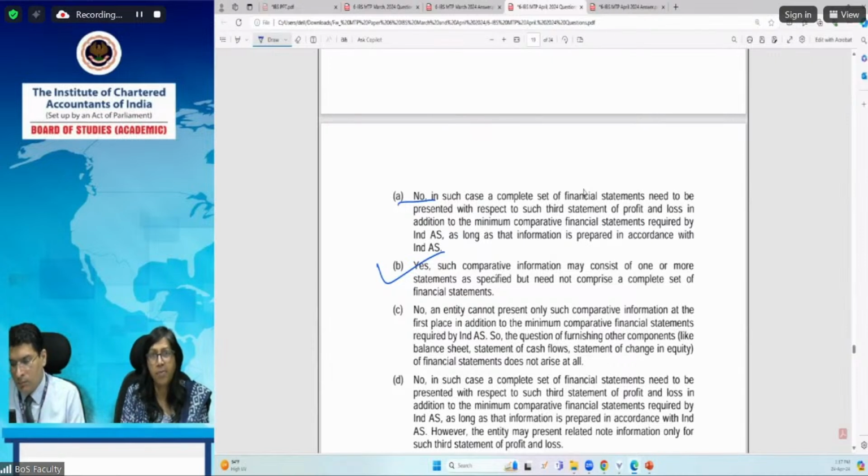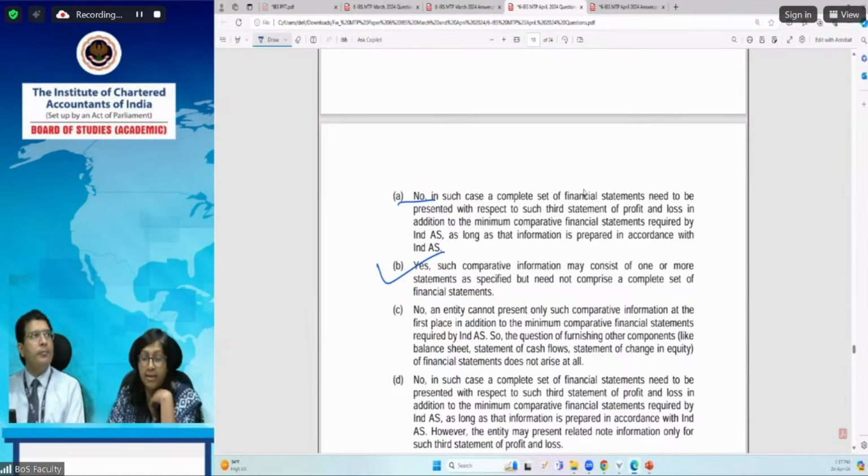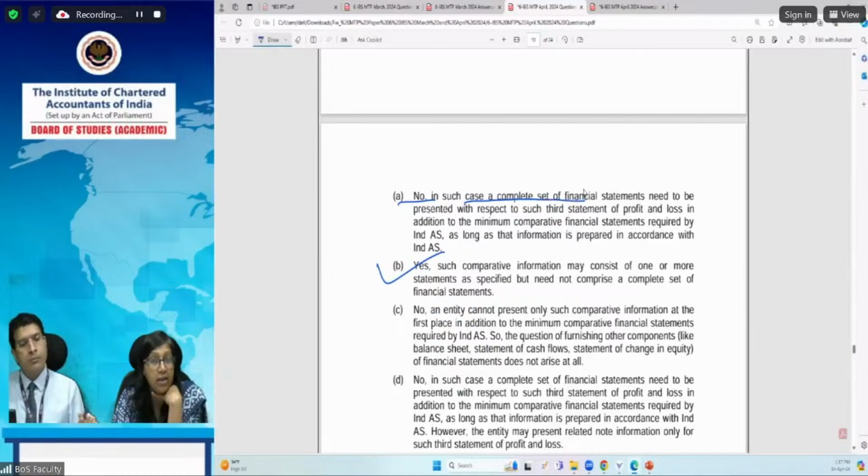Option A says no, in such case, a complete set of financial statements need to be presented with respect to such third statement. It is itself telling that it is incorrect, but still let's go through the whole sentence. Since they are talking about having to present a complete set, and it is not mentioned that they are restricting you from providing a complete set of financial statements, that's why this option goes wrong.